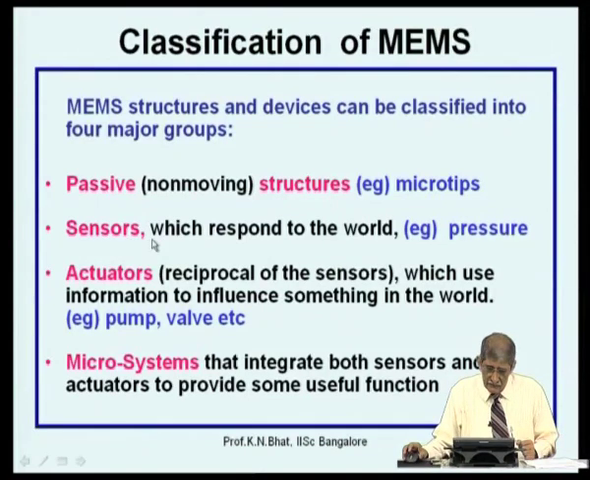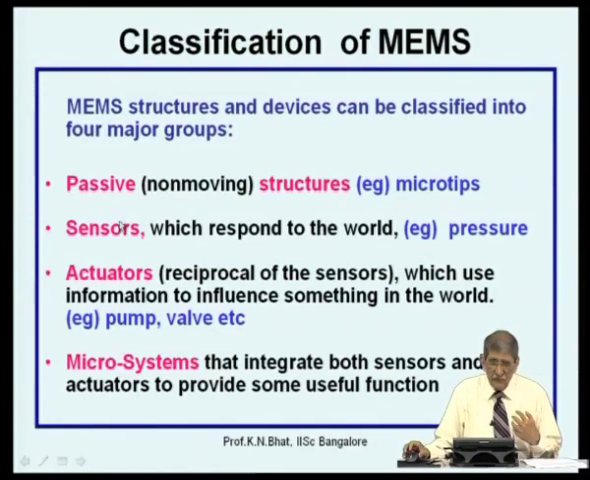So, sensors convert mechanical signals, or any other signal, into electrical signal. Actuators, reciprocal of sensors, use information to influence something in the world. For example, a micro pump is a good example of an actuator. Use electrical signal to run the pump, convert it to mechanical energy. So, from electrical or whatever information you have, convert it to mechanical energy mostly. That is the actuator. Microsystems.